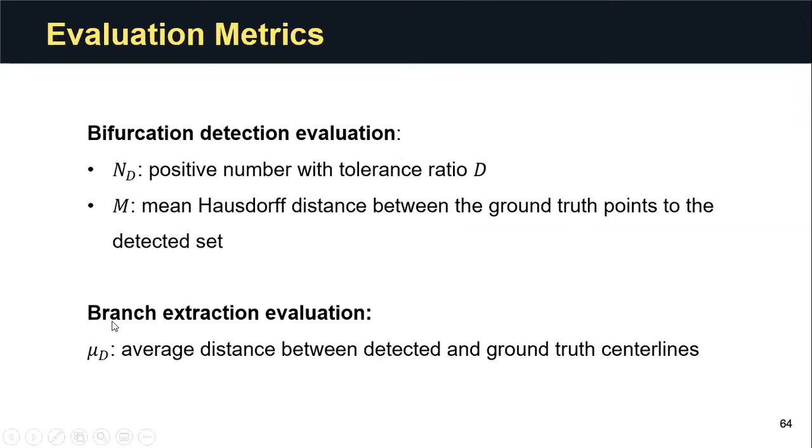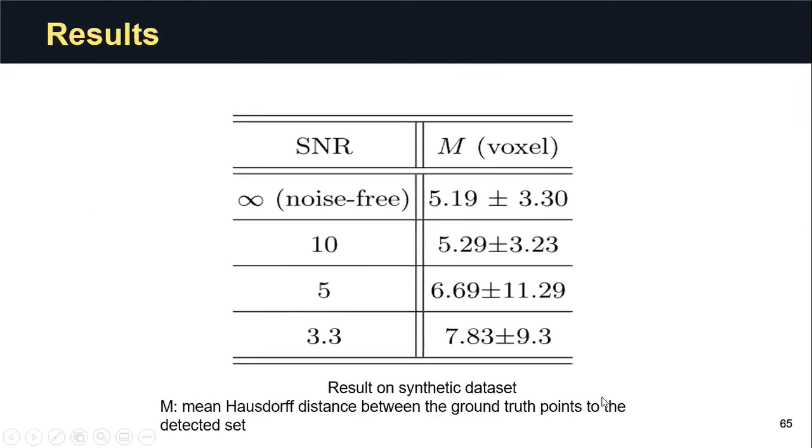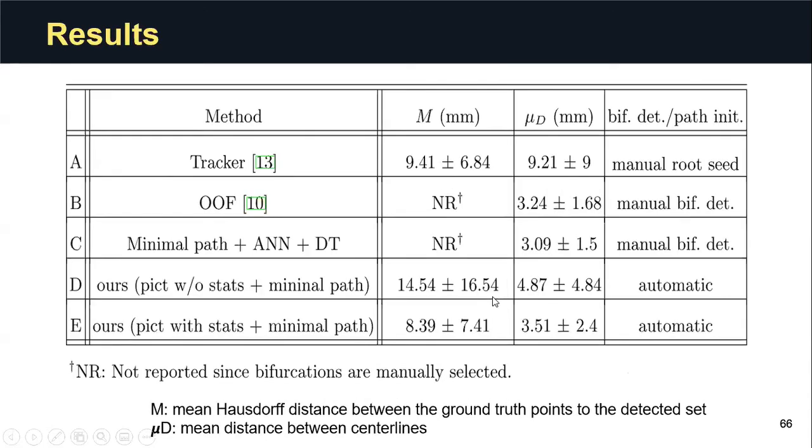We also evaluated on branch extraction. We measured the average distance between detected and ground truth center lines. Here is the result on the synthetic dataset. We can see how the M value changes along with the different SNR. As SNR grows smaller, the M value grows larger, which is expected.